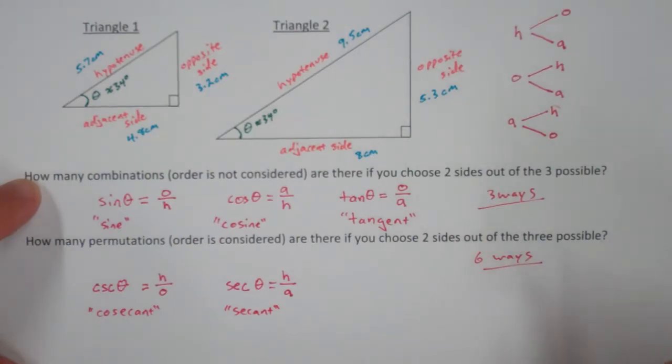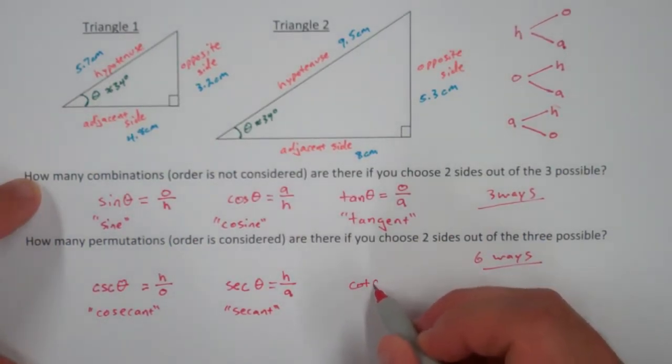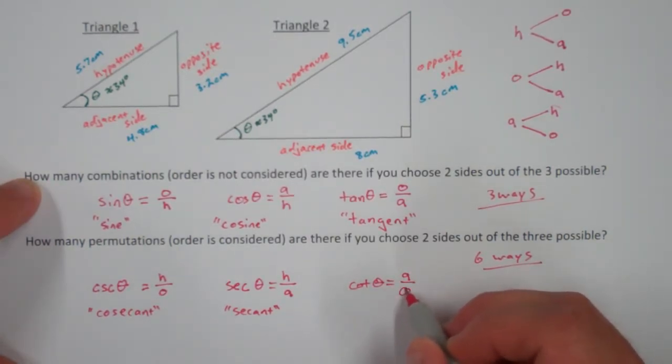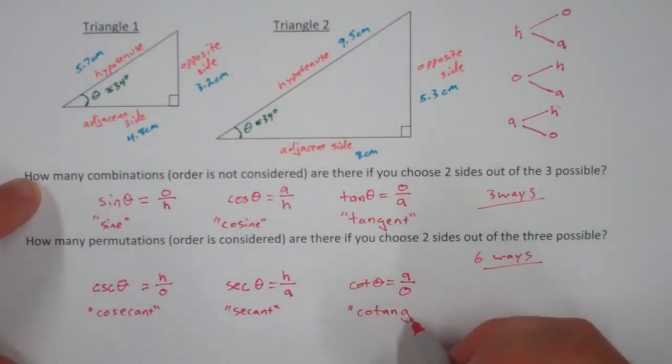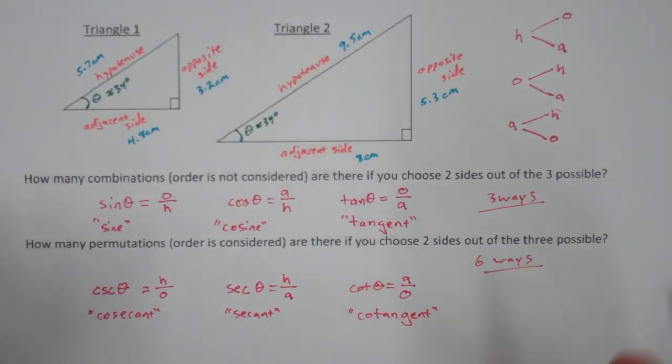And then the last possibility here is going to be the cotangent, which is adjacent over opposite. And that's just written kind of like it sounds like tangent does, but with a co in front. We'll talk about the whole co thing, the co-functions, in a later video.